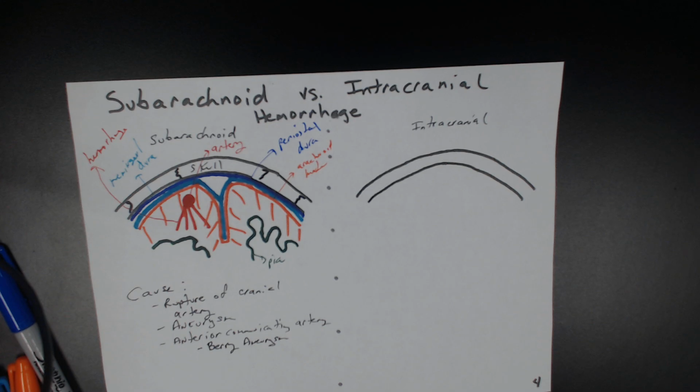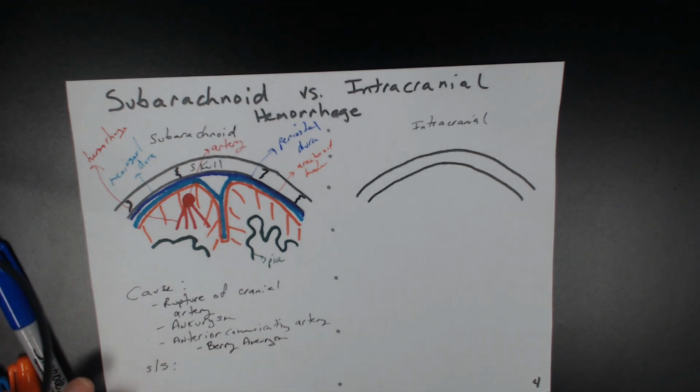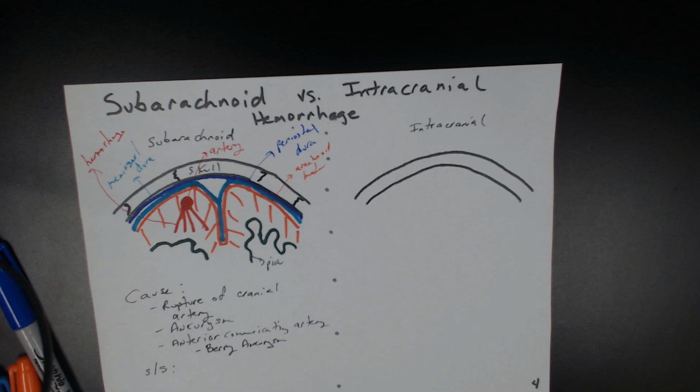Questions? So the signs and symptoms. Is there a question, Ben? So is the berry aneurysm specific to the anterior? Yes, very specific to the anterior circulation. It's the most common site for an aneurysm. Yes.